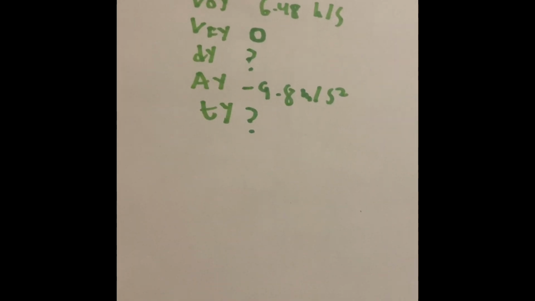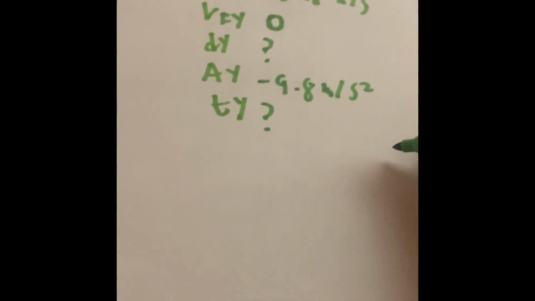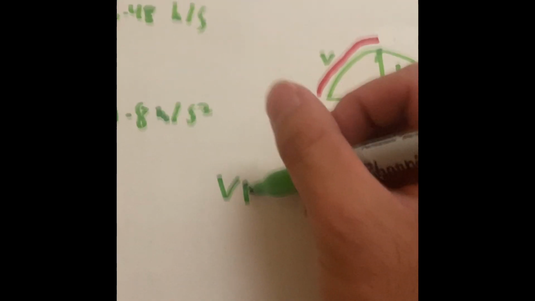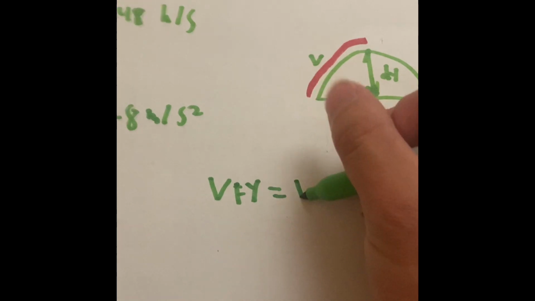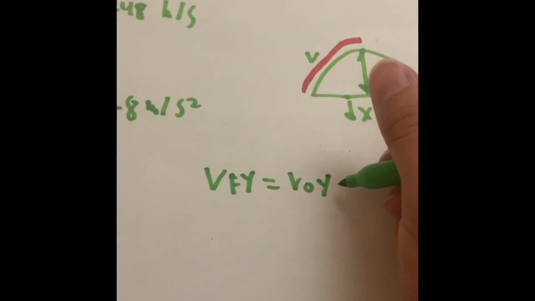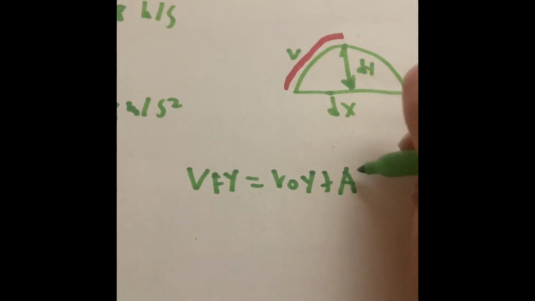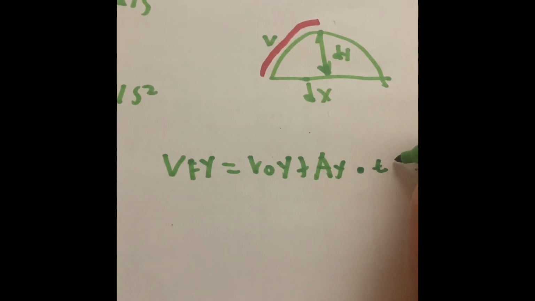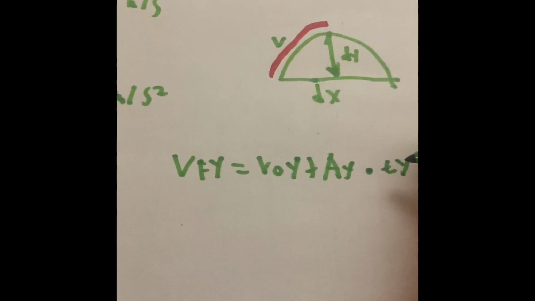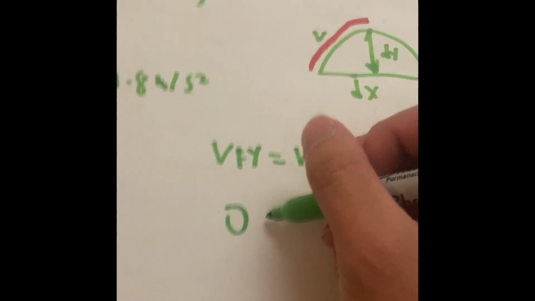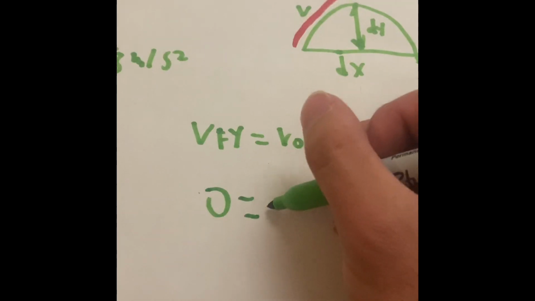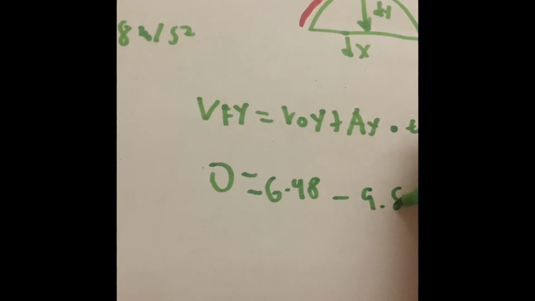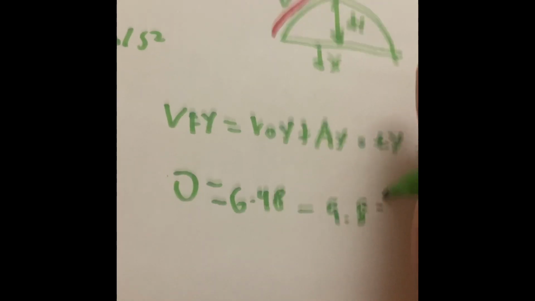So what we have to do is use a kinematic equation. Which are the three? The first. So we're going to say the final velocity of y is going to equal the initial velocity of y. Then we have to add that by our acceleration of y. Then we have to multiply it by our t of y. So here's what's going to happen. 0, because we know that's final, is going to equal 6.48. And then we have to minus 9.8 ty, or ay.